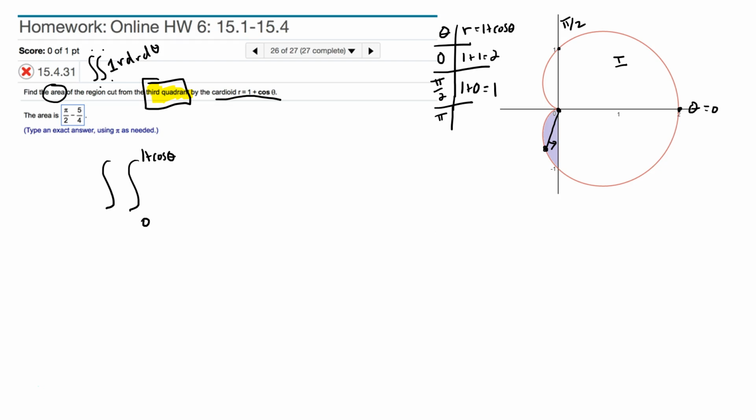Check on pi to make sure that you get a 0 for that. Cosine of pi is -1. So, yep, they zero out. And so then your thetas go from pi to 3 pi over 2. Double check it. When theta is 3 pi over 2, cosine's back to being 0, so you're at 1. Outward would be -1 on the y-axis. So that works out. Pi to 3 pi over 2, r dr d theta. That will be the area of the purple region there.